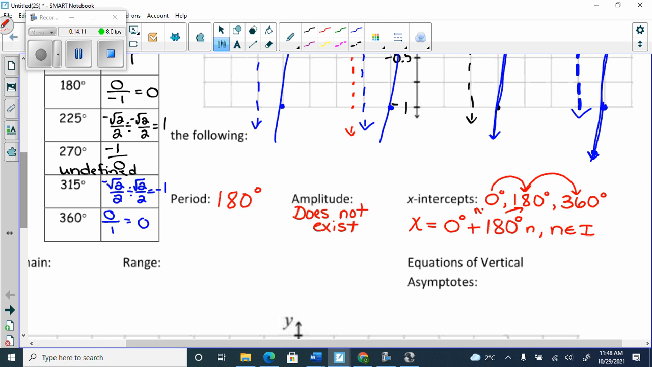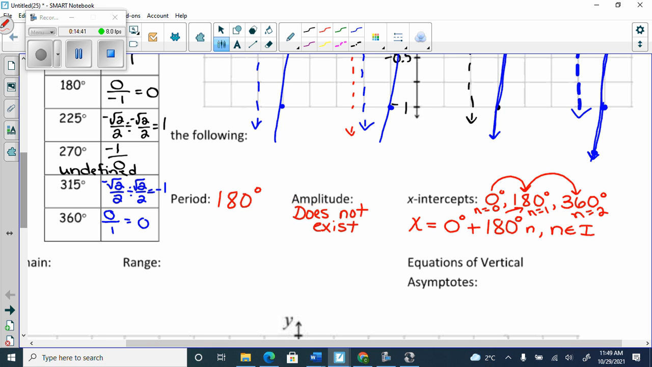So when I plugged in n equals 0, I got this one. When I plugged in n equals 1, I got that one. When I plug in n equals 2, I'd go 180 times 2, which is 360 plus 0 is 360. N equals negative 1 would get me negative 180. N equals negative 2 would get me negative 360. So that's why we use integers, because when you plug that in, you're going to get every single answer forever. We're not going to go dot, dot, dot in other directions. We're going to actually give a general solution.